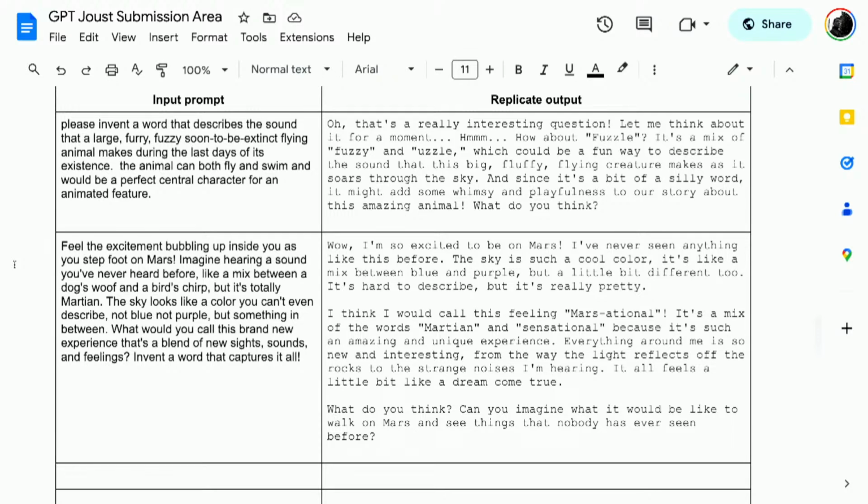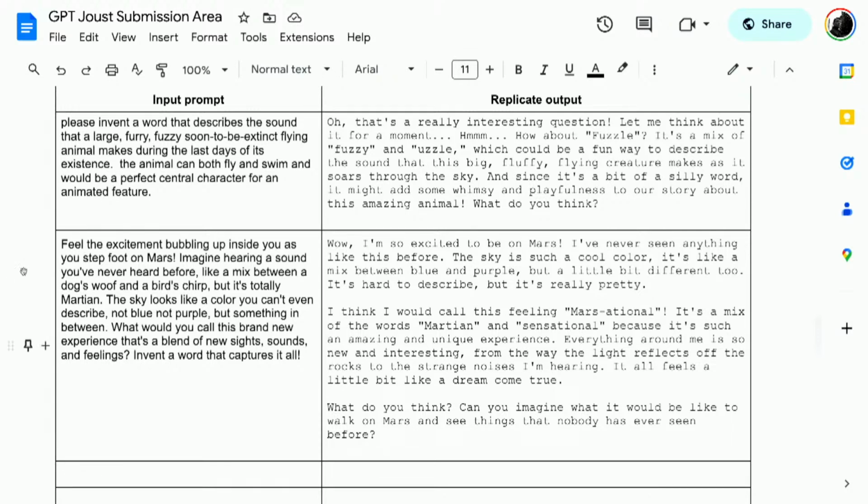And then, feel the excitement bubbling up inside you as you step foot on Mars. This one really took it personally and was really excited to be there on Mars. I was really grateful that you placed them on Mars. And it came up with Marsational, a mix of the words Martian and sensational. What do you think? Can you imagine what it would be like to walk on Mars and see things that nobody has seen before? So it kind of put the question back at you.